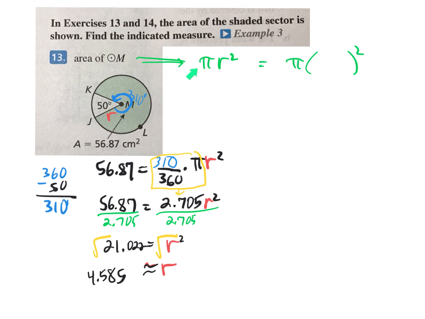The area of circle M, pi r squared, is pi times 4.585-ish squared.